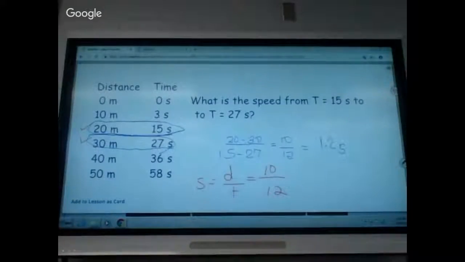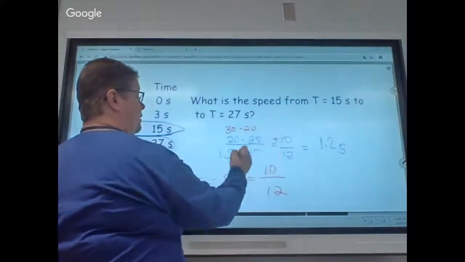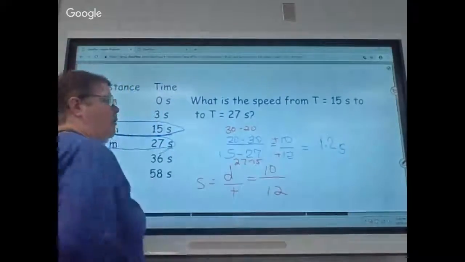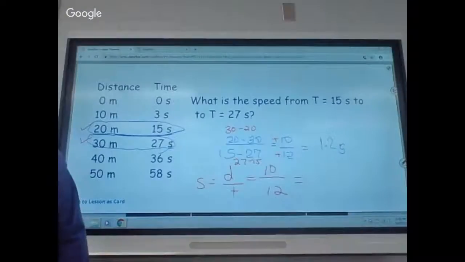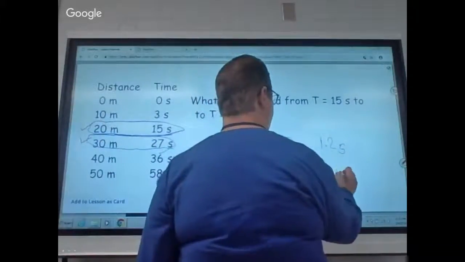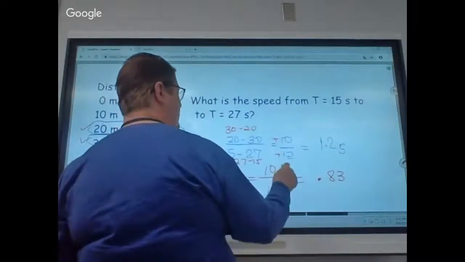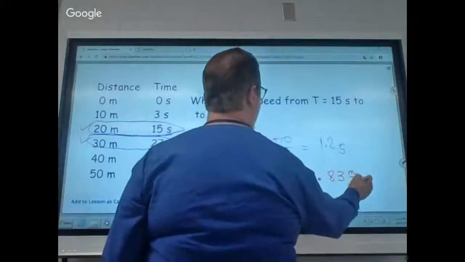It doesn't matter. They wrote 12. Either way, whether they wrote it as 30 minus 20, they still got a positive 10, and 27 minus 15, they still got positive 12. The problem is when they divide. How do you punch that in the calculator? It's 10 divided by 12, and you get 0.83 meters over seconds.